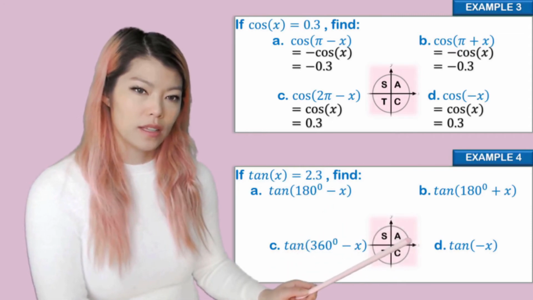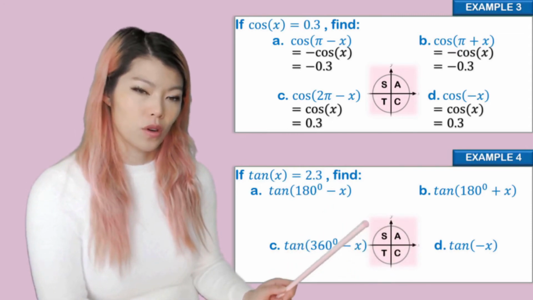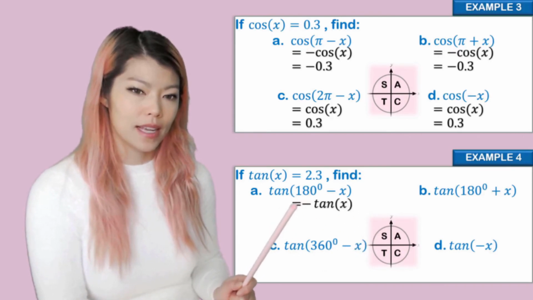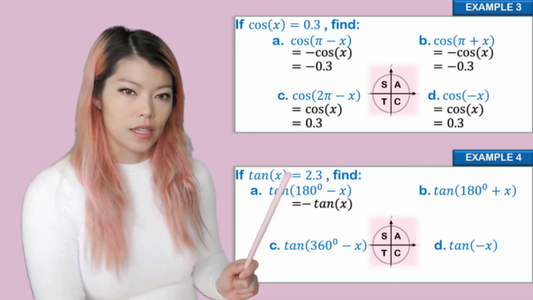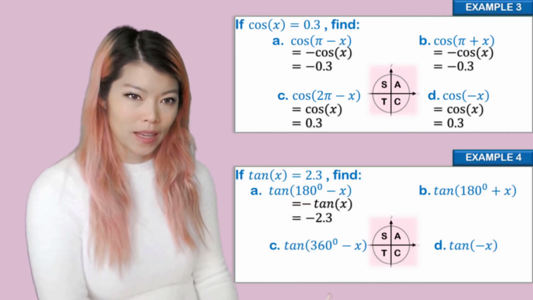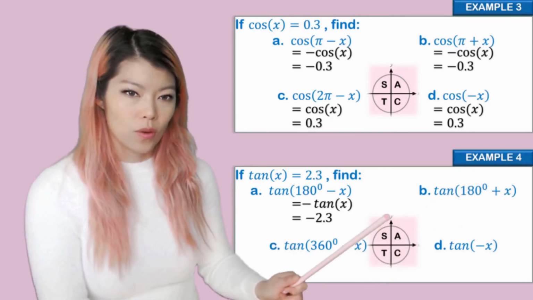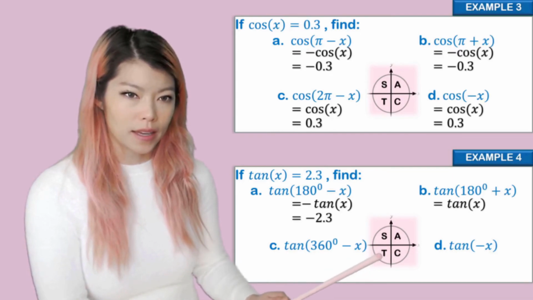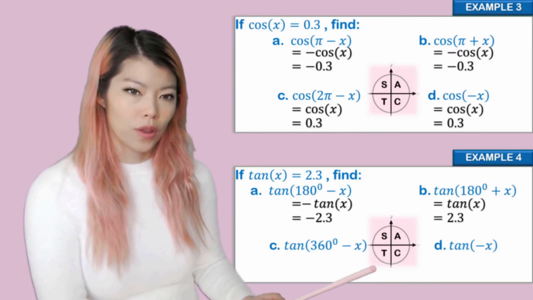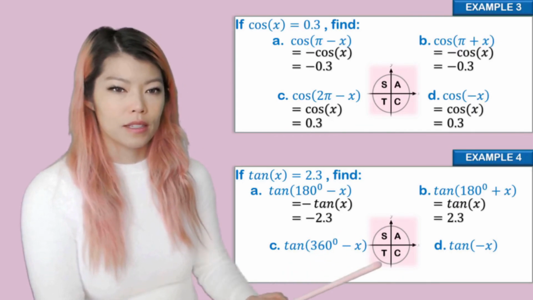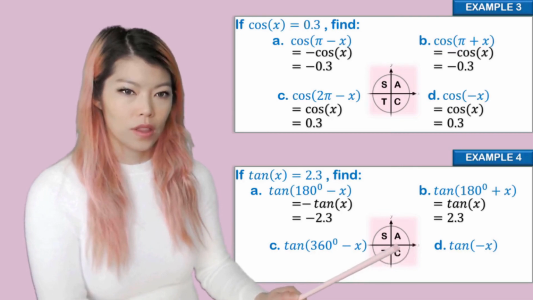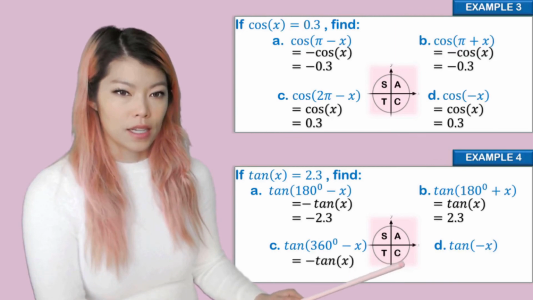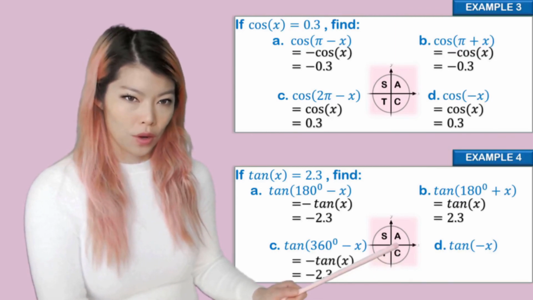We have to think, where is 180 minus x? It will be in the second quadrant, and in the second quadrant only sine is positive, so tan is negative, so it will be the same as negative tan x, so negative 2.3. Tan of 180 plus x, where are we? 180 plus x is the third quadrant, and tan is positive there, so it will be the same as tan of x, which is 2.3. What about tan of 360 minus x? We're in the fourth quadrant, only cos is positive over there, so tan is negative, which means it is negative 2.3.